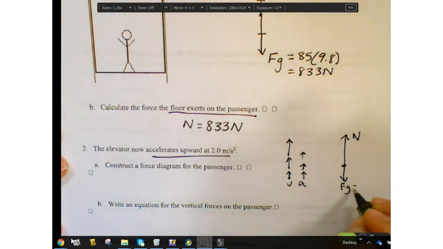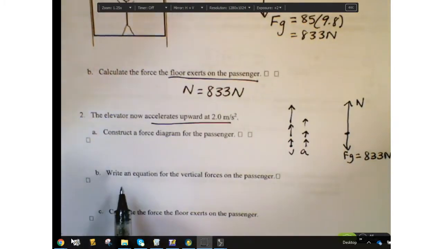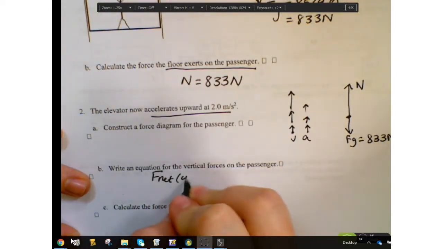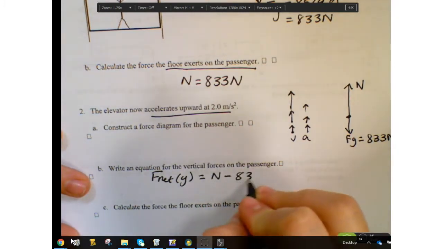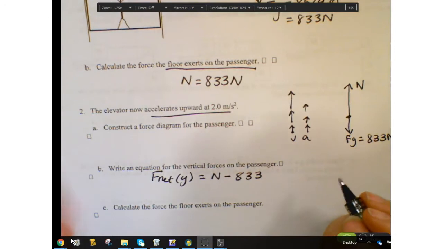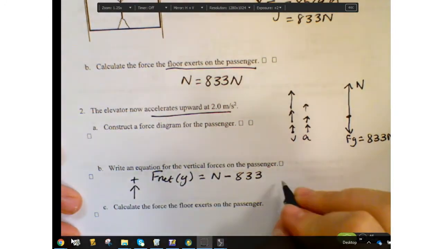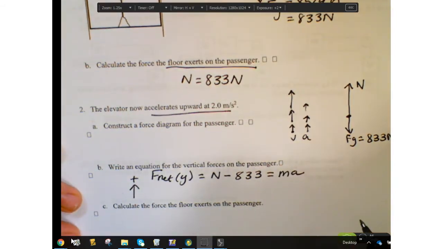Now the normal force needs to be larger than our force of gravity in this case. The force of gravity has not changed because I'm still talking about the same person, so I'm going to put 833 newtons there. Part B, write an equation for the vertical forces on the passenger. Since these forces are not balanced, we are writing a net force equation in that vertical direction, and that's going to be the normal force minus 833, because I want to treat up as positive. That is my sign convention. And that equals mass times acceleration.